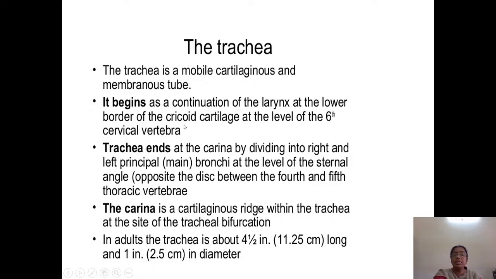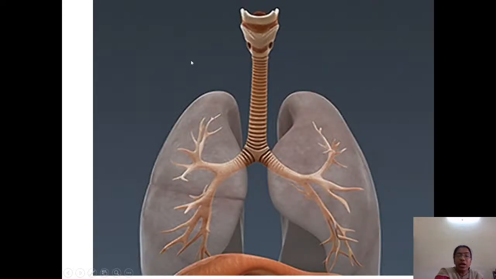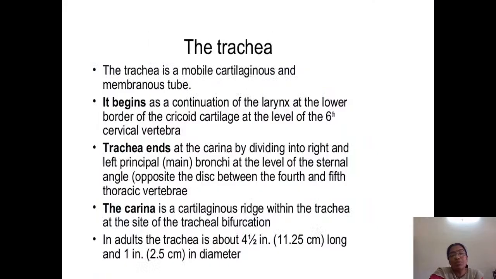Where does it begin and where does it end? It begins as a continuation of the larynx. We started with the nose, nasal cavity, pharynx. The pharynx continues as the esophagus: oropharynx, nasopharynx, laryngopharynx. But what does the larynx continue as? It begins as a continuation of the larynx at the lower border of the cricoid cartilage. I think by now you might have an idea of what a cricoid cartilage is. From the lower border of the cricoid cartilage, this membranous and cartilaginous tube continues, which is what we call the trachea.